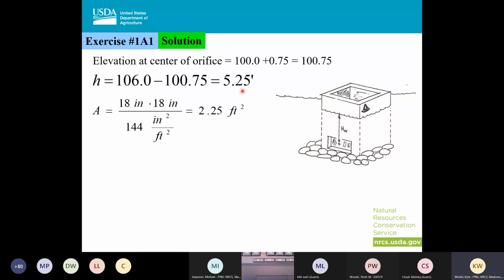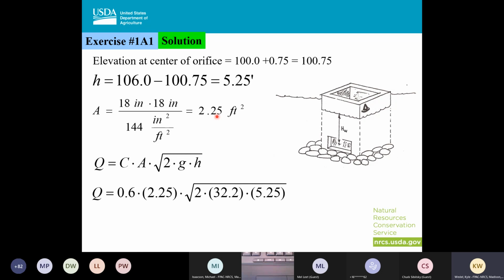My area is going to be 18 inches by 18 inches. I'm going to divide that by 144 to get 2.25. And then here's my general equation again. I have all my unknowns, so I'm just going to plug those in, and I'm going to come up with 24.8 CFS.